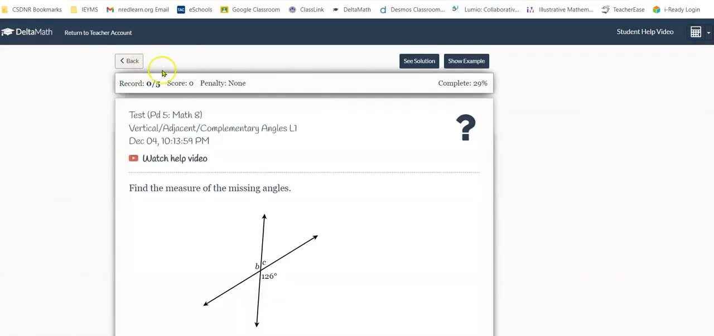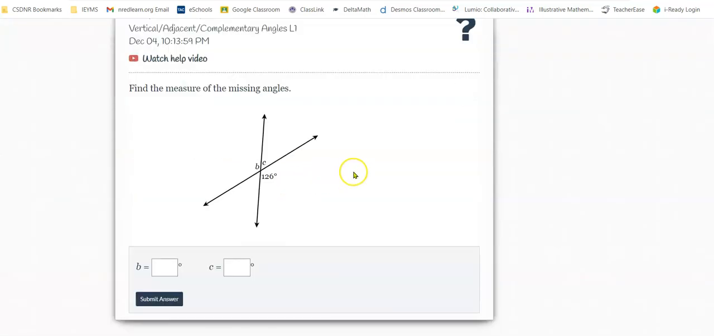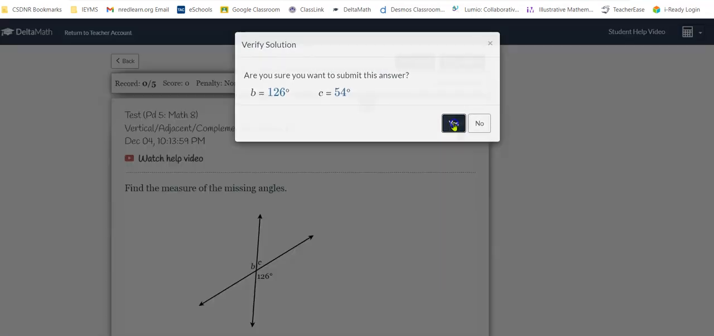Let's try a few more there. Find the measure of the missing angles. All right. So if this angle is 126, so is B, because they're vertical. And if this angle is 126, the angle adjacent to it has to add up to 180. So I need 54 degrees. Use your calculator to help you out.